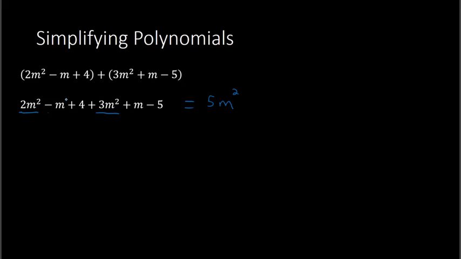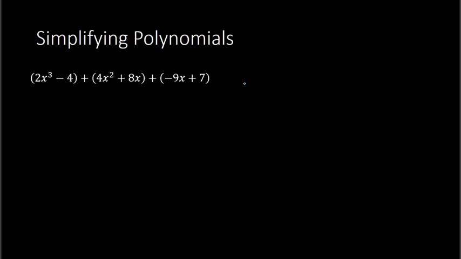And then looking at m to the first power, we have a negative m and a positive m. Those are like terms because the exponent is a 1, and we can add them. Negative 1m plus 1m. Negative 1 plus 1 would give me 0. So those actually cancel out. And then we have the 4 minus 5 can combine. 4 minus 5 would be negative 1. So I can write this expression in its simplified form as 5m squared minus 1.